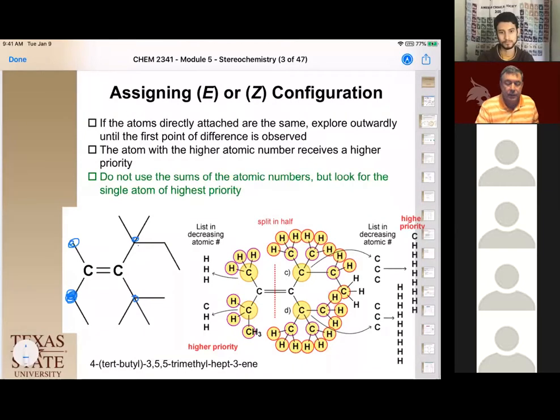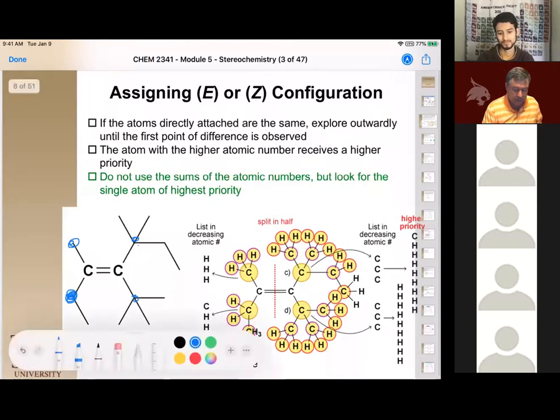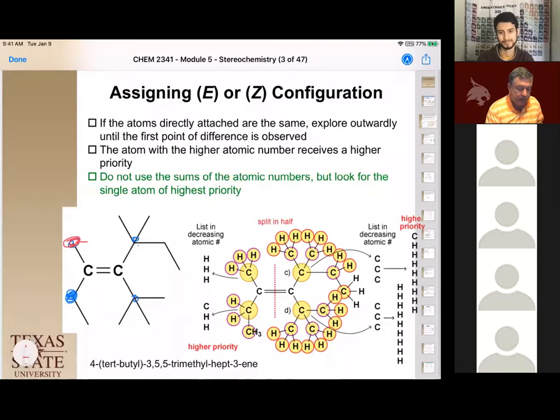Okay, so in the case of this carbon right here, let's start with that methyl group. We have the carbon, which has atomic number 6, but it has 3 things attached to it, and all 3 of those things are hydrogens. We list those in decreasing atomic number. Hydrogens are all 1, so it's just 3 hydrogens.